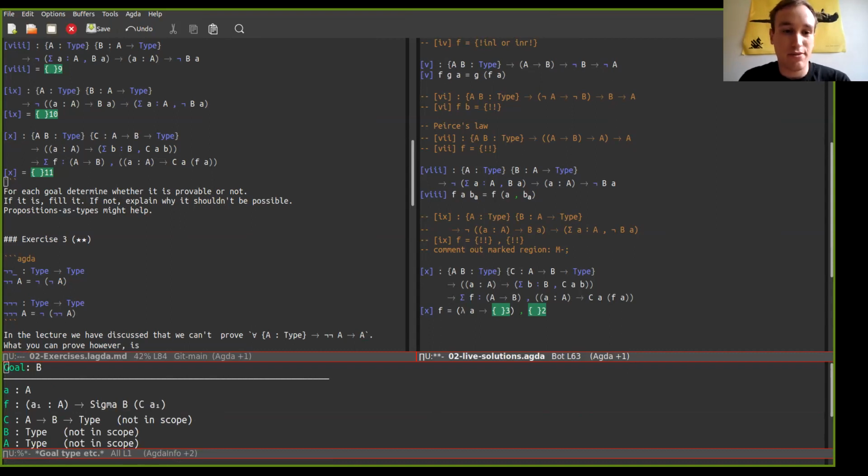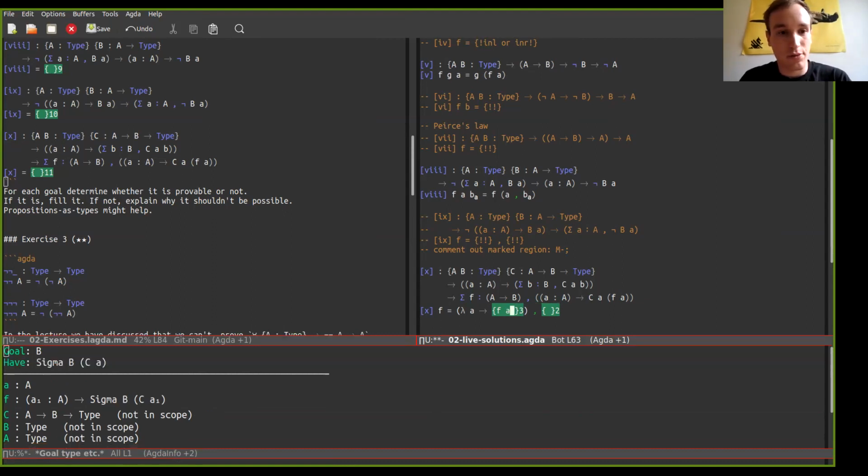Well, we have an F and an A, so we can plug in the A into F. So what do we get? We get something of the sigma type, but we want B and C over A, but we want B, so we can use the first projection.